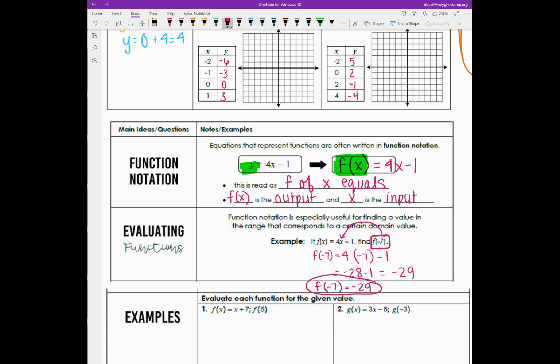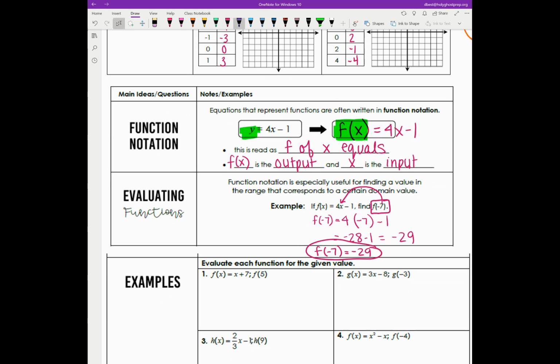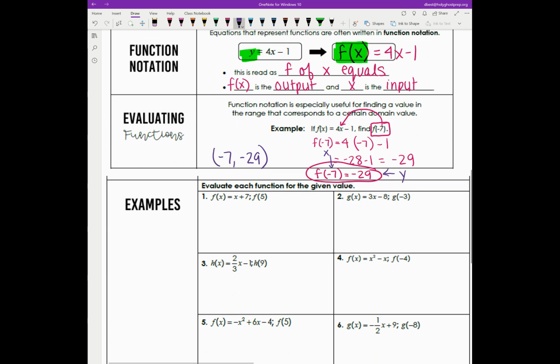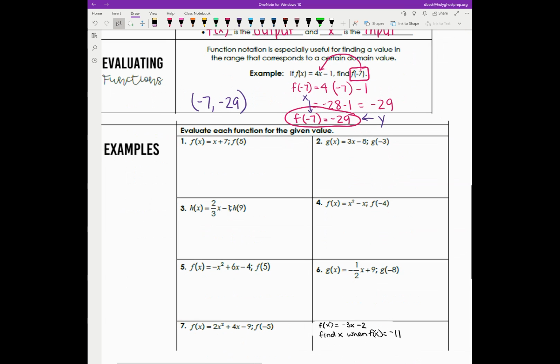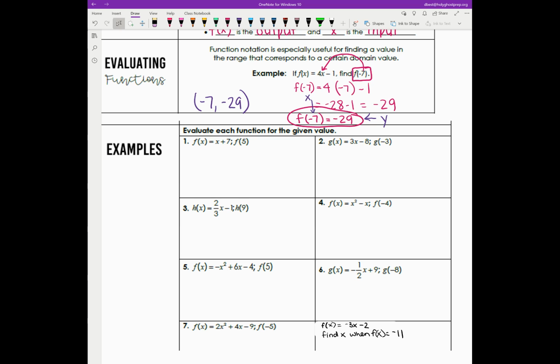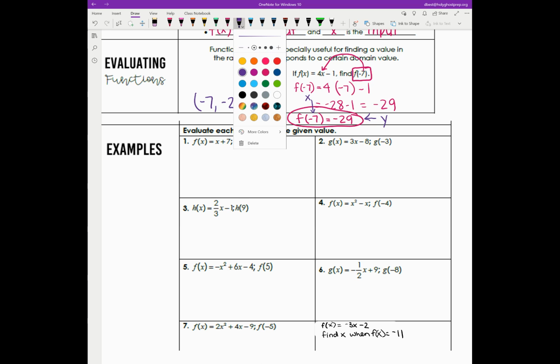And what's really nice about this notation is this also tells us our ordered pair for our graph, because the number here, f of whatever, that's our x value, and our answer is our y. So this would be the ordered pair, -7, -29. So I'm going to do a couple more, and then the rest of these I'm going to leave open for you to try, and we'll check them in class.